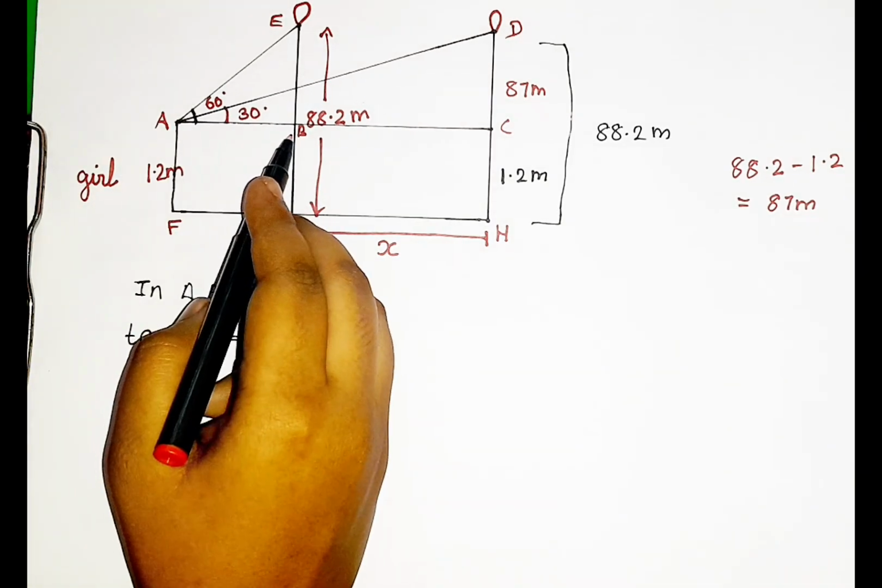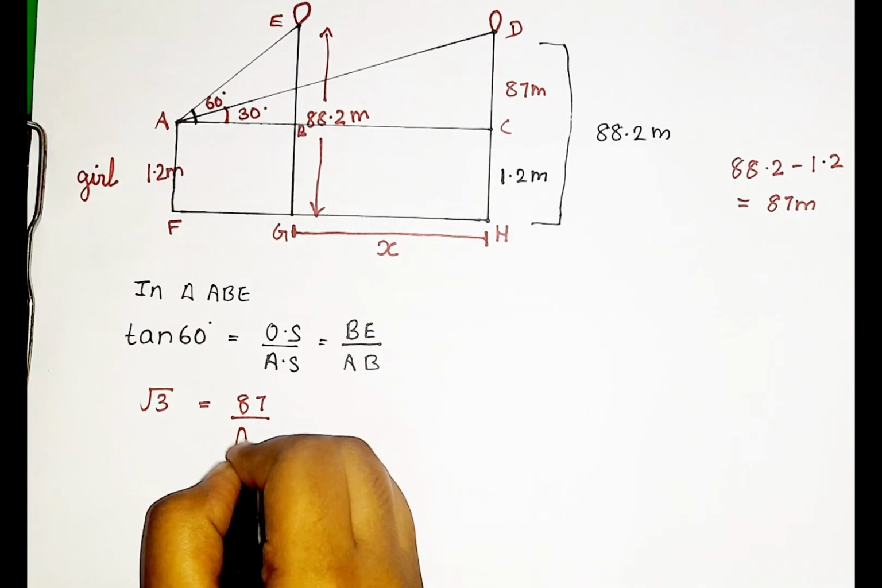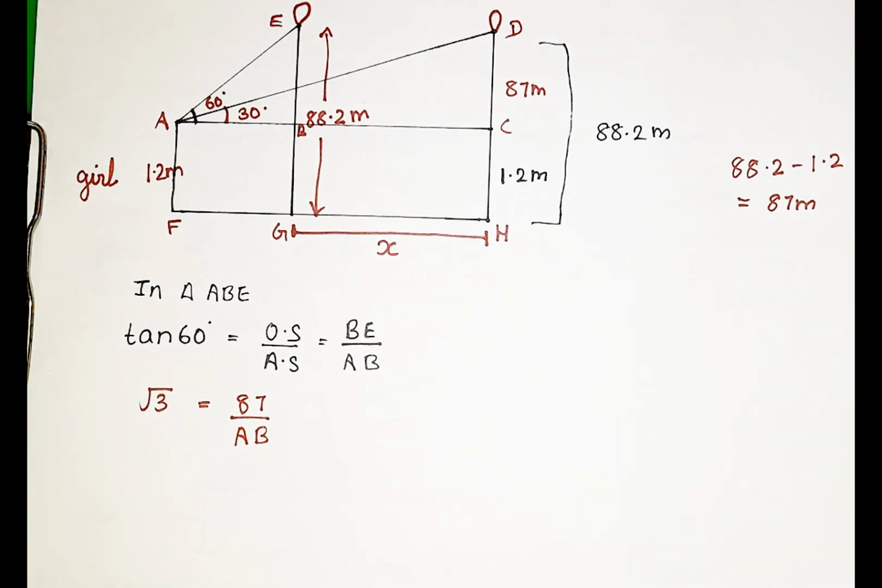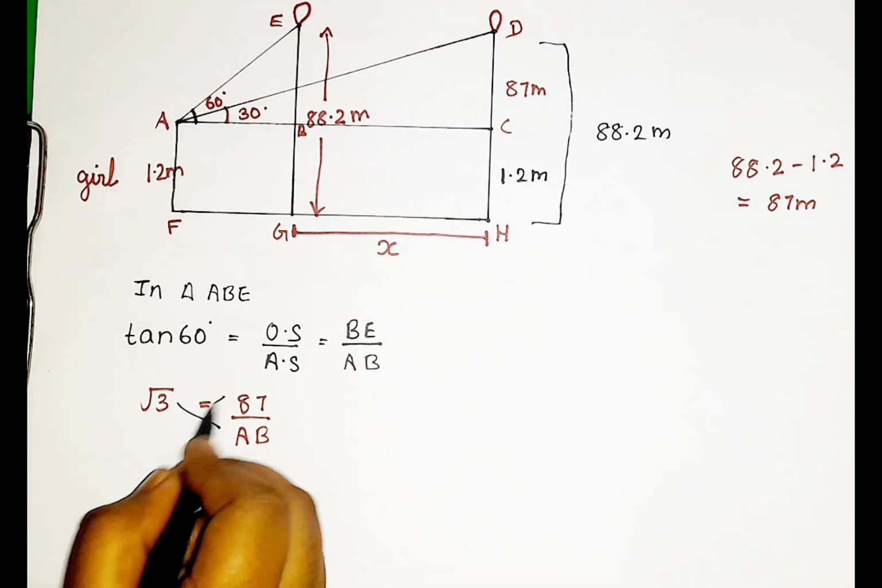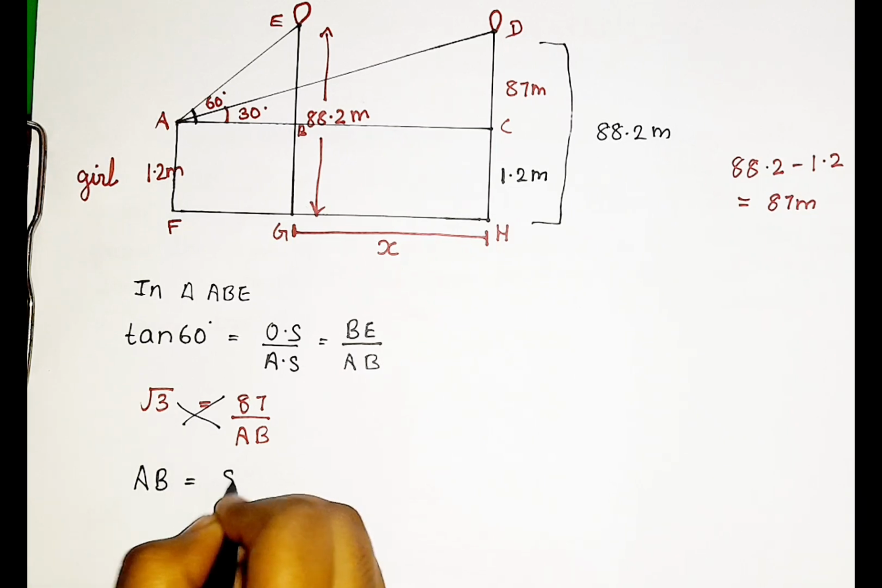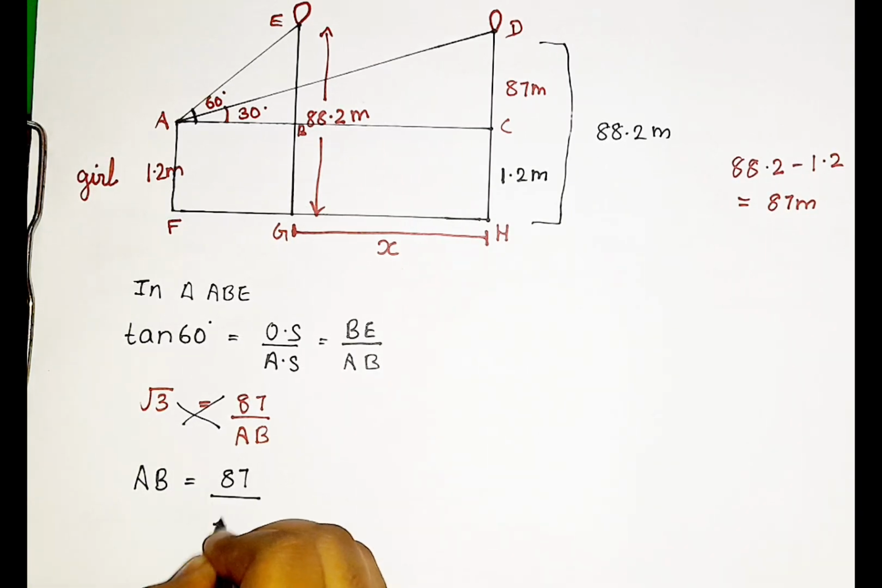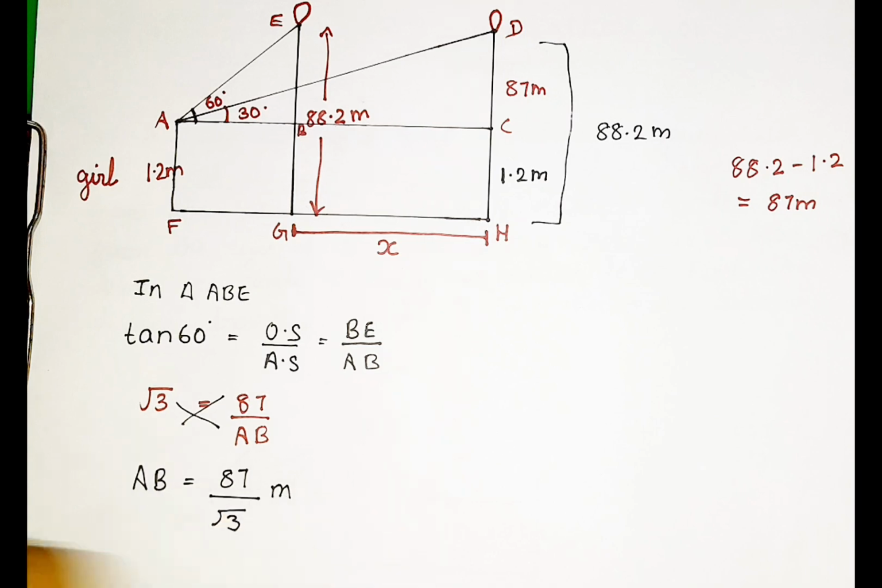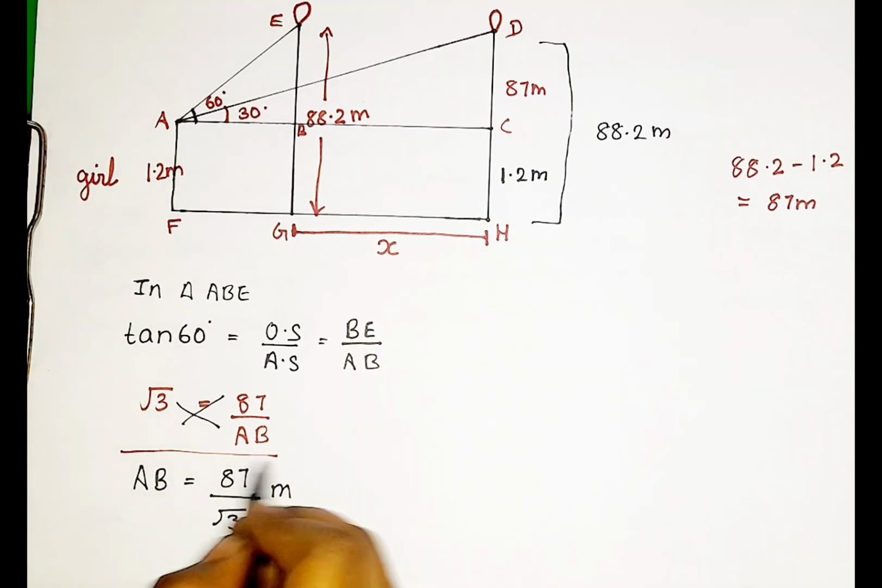We don't know the AB value, so we can write it as it is. Now let us cross multiply. When we cross multiply, we get AB is equal to 87 divided by root 3 meter. So we'll get this value.